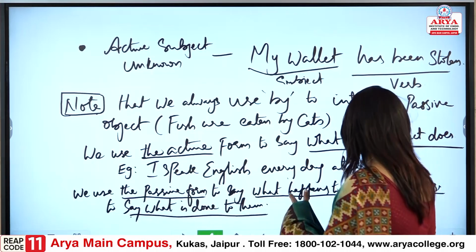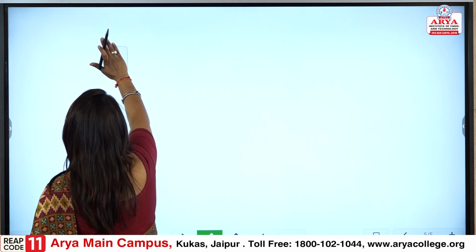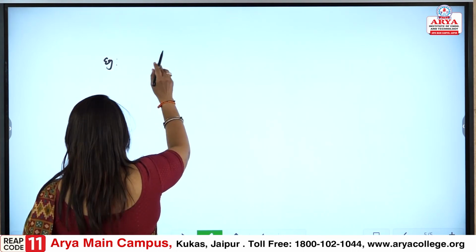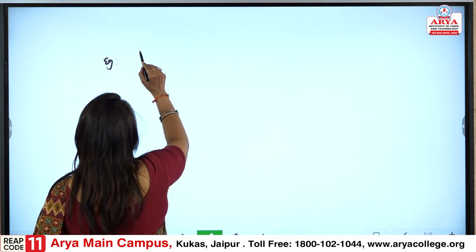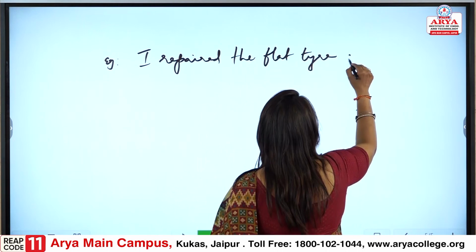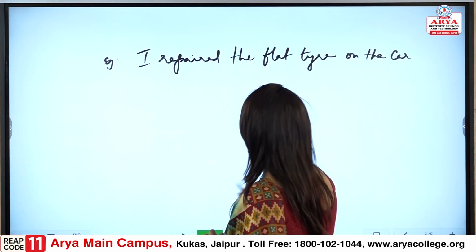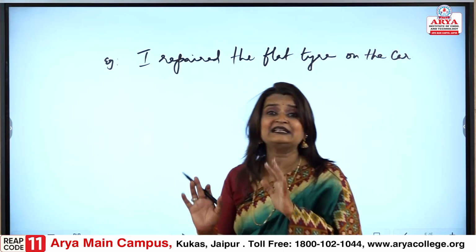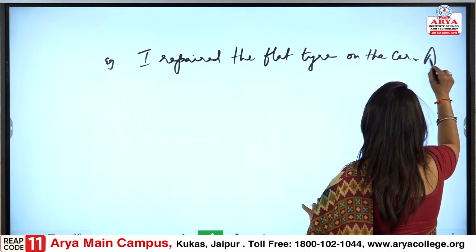Now, let us understand again with an example. Let me give a fresh example. I repaired the flat tire on the car. I repaired the flat tire on the car. This is the active voice.